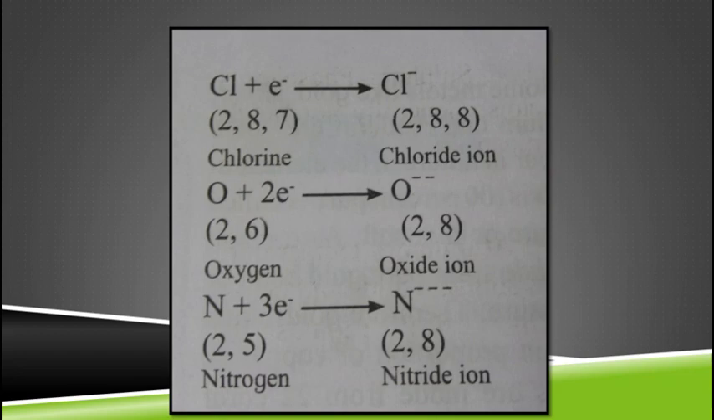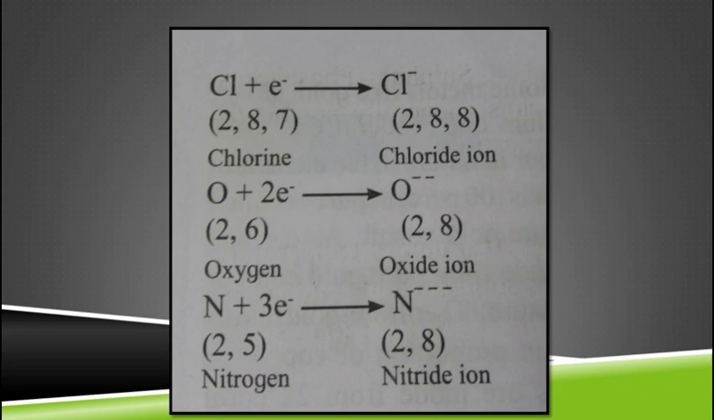Next is oxygen. It will accept 2 electrons, that's why it is O 2 minus. Before accepting the electrons its electronic configuration is 2, 6, and after accepting the electrons it is 2, 8. That means it attained a complete octet, and it will form its respective ion, that is the oxide ion and the chloride ion.